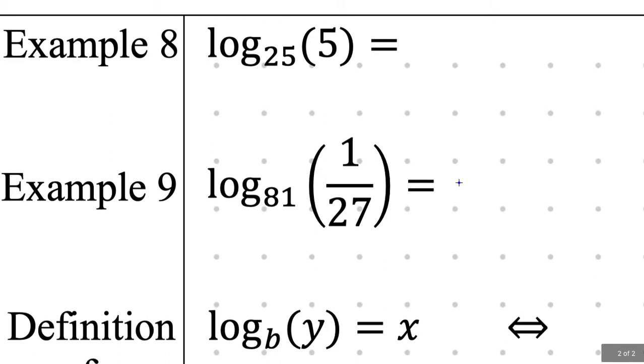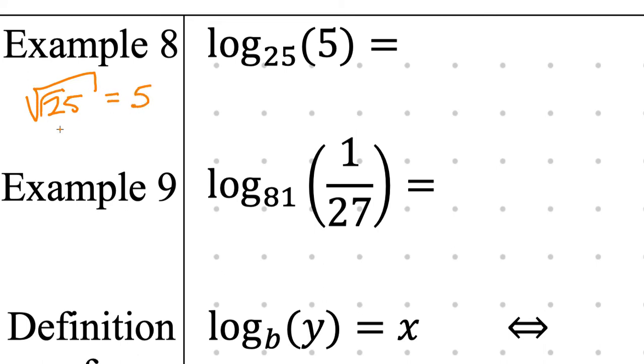Ooh, another hard question. I'm starting now at 25. 25 to what power gives me 5? Oh, what's going on here? I'll give you a hint on this one, and I know that not all of you need the hint. My hint is that the square root of 25 is equal to 5.